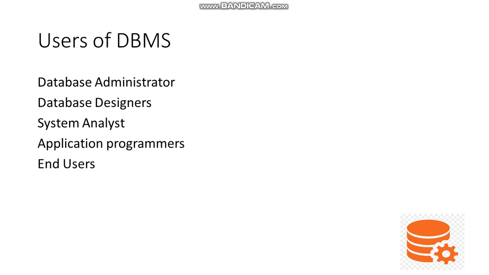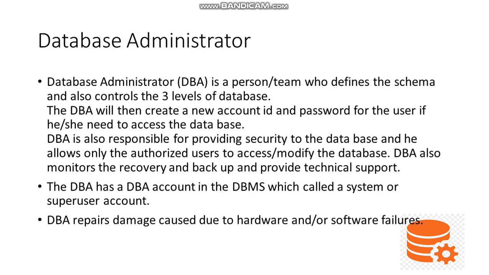Next topic is users of DBMS. We have certain users like database administrator, database designer, system analyst, application programmer, and end user. First is your database administrator. Database administrator or DBA is a person or team who defines the schema and also controls the three levels of database. The DBA will then create a new account ID and password for the user if he or she needs to access the data, correct? So if you want to access any database, we first need to create a user ID and password for that. So this user ID and password is provided by DBA.